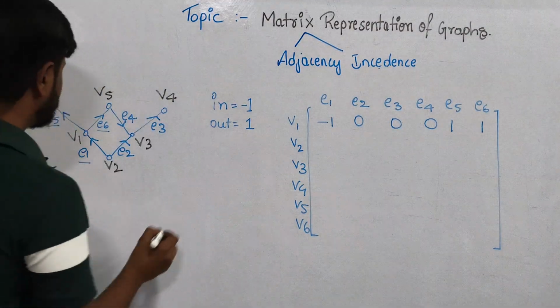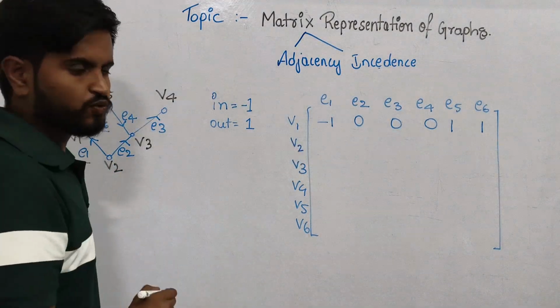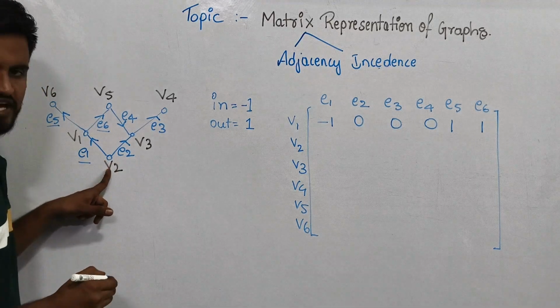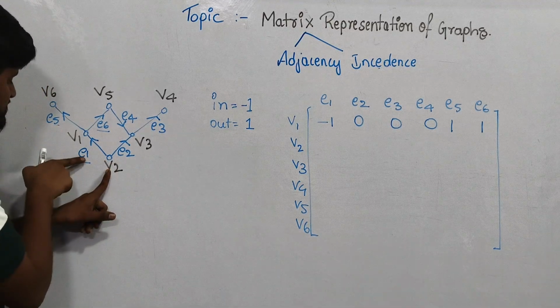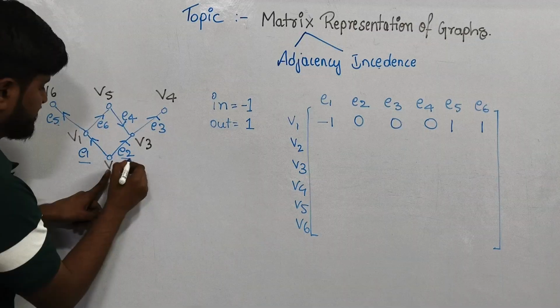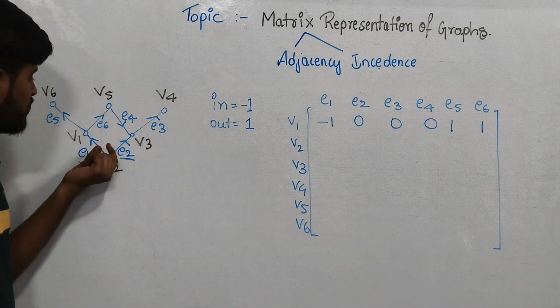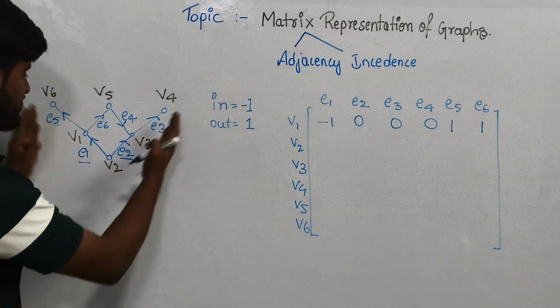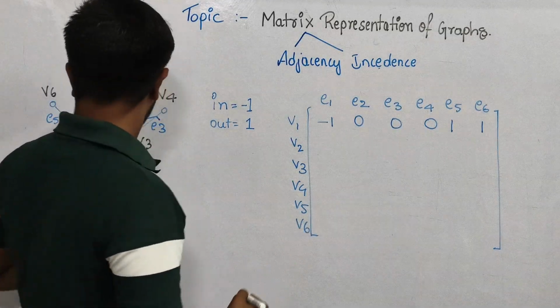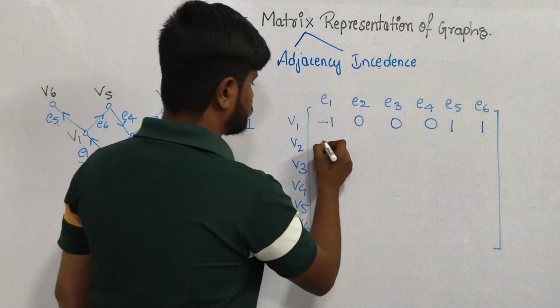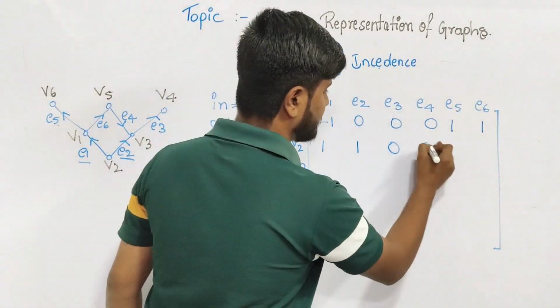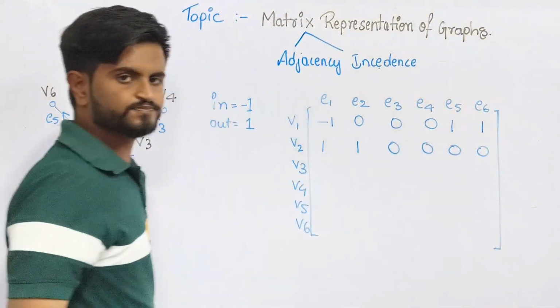Next, V2. So vertex V2 is here. It has a direct connection with edge E1 and with edge E2. If you see, both of the edges are moving out from that vertex, moving away from that vertex. So E1 and E2 will get value as 1 and all others will be 0.